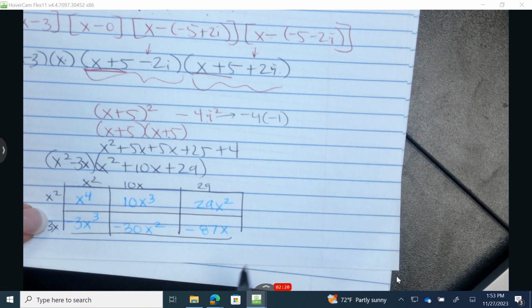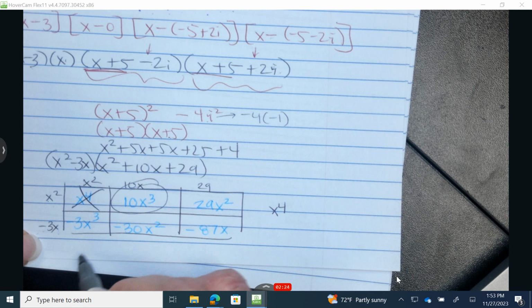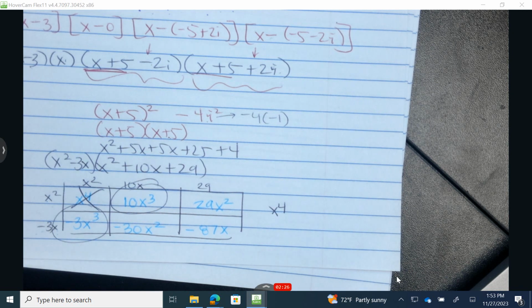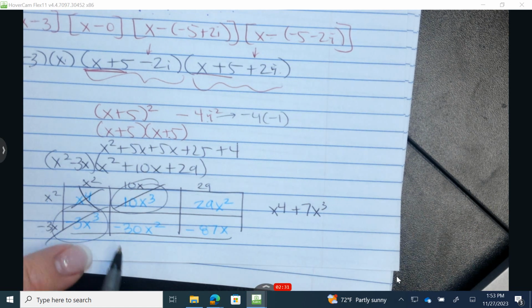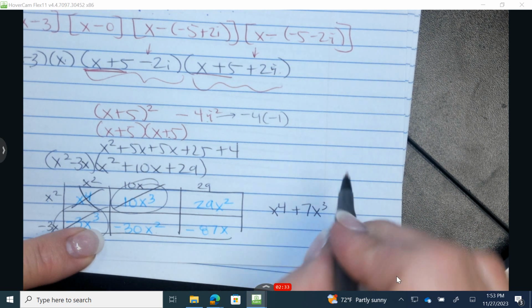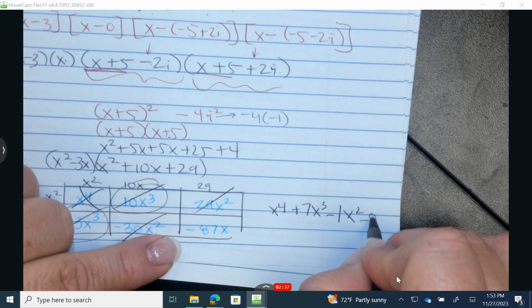Okay, now we've got to go and combine like terms off to the side. So there's only one group of x to the 4th. Now x to the 3rd, a positive 10 and a negative 3 is going to give me a positive 7x to the 3rd. A negative 30 and a 29 is a negative 1x squared, minus 87x.